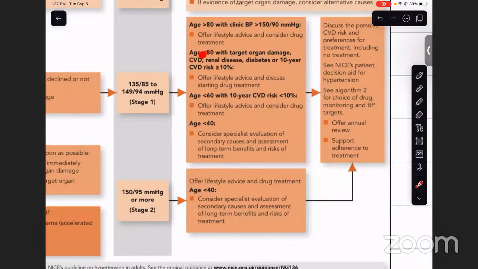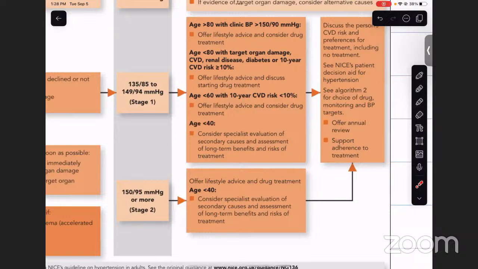And if age is less than 80, with target organ damage, cardiovascular disease, renal disease, diabetes, or 10-year cardiovascular risk more than or equal to 10%, also give lifestyle advice, and we need to start antihypertensive medications. If age is less than 60, with 10-year cardiovascular risk less than 10%, offer lifestyle advice and consider drug treatment.